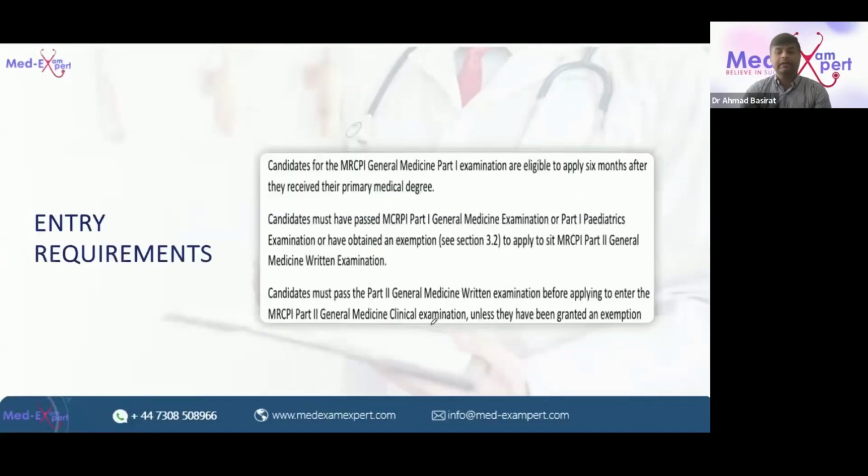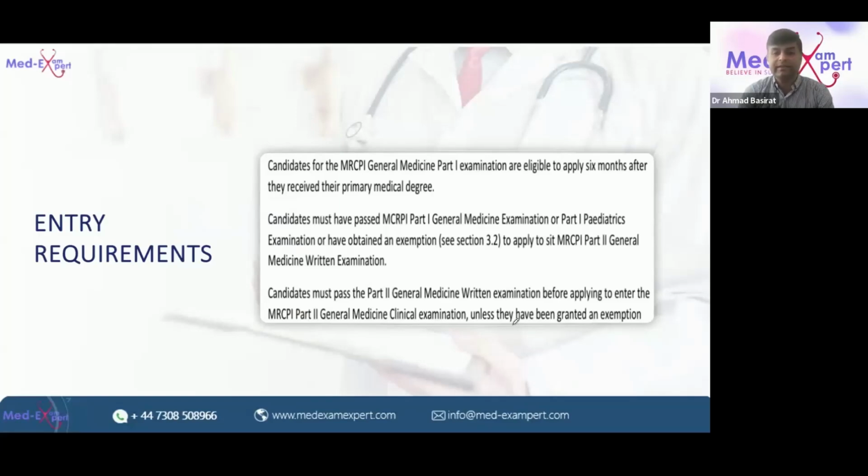Okay, so the entry requirements. A lot of candidates put in queries and ask me about how somebody is eligible to sit for the part one written examination.